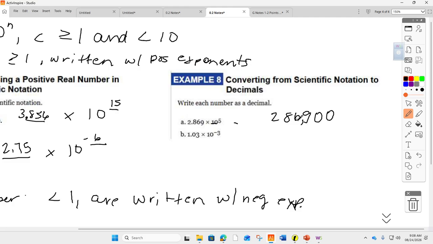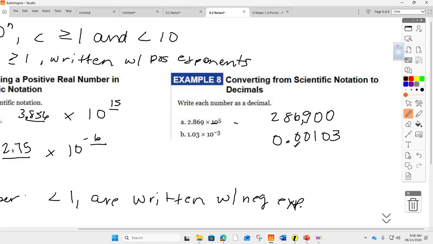I know this number is going to be less than 1. Which way do I have to move this decimal point to make it less than 1? I've got to move it to the left, right? If the exponent is negative, I know the number has to be less than 1. So the decimal point is here. We're going 3 places. So 1, 2, 3. Add 2 places. And so 0.00103 is the same as 1.03 times 10 to the negative 3rd power.